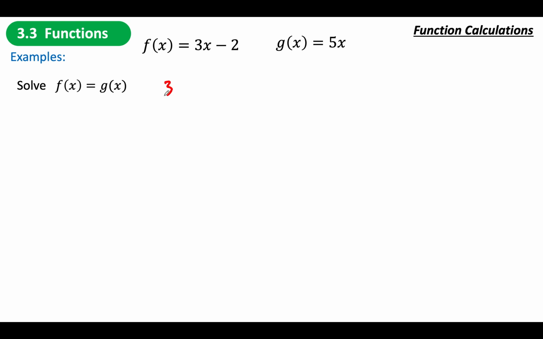Well, it literally wants me to go 3x take away 2 equals 5x. It means quite literally just solve it. Obviously we've got x on both sides, so I'm going to take away 3x from both sides. Oops, that should be an x. And so we'll have negative 2 equals 2x. I'm then going to divide it by 2. I can find that that is going to happen when x is equal to negative 1. So I've solved it. It just means put in these expressions and then see what you get.